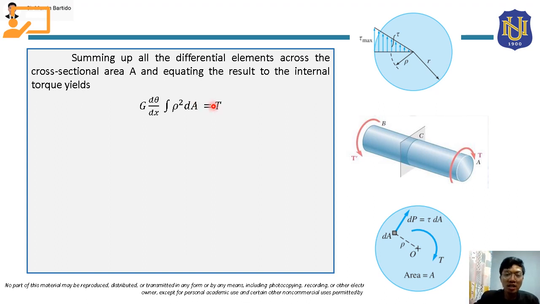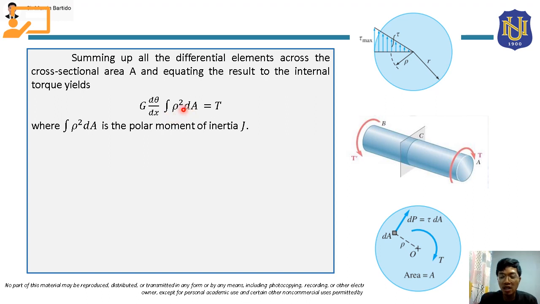Okay, so here, class, if you're going to recall, in statics of rigid bodies, this integral of rho squared dA is actually familiar, right? This is the formula for polar moment of inertia, and this polar moment of inertia is denoted as J. So for this integral of rho squared dA, we can substitute J here.